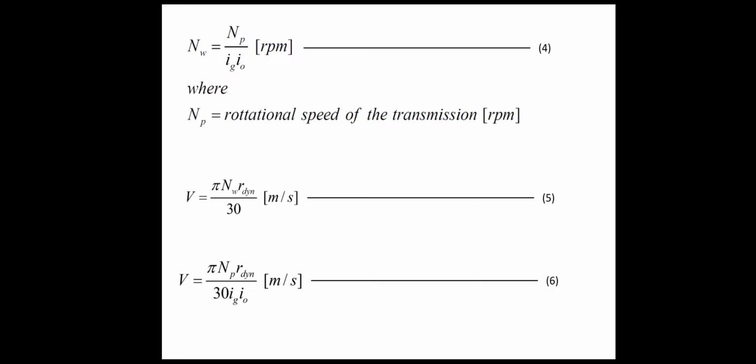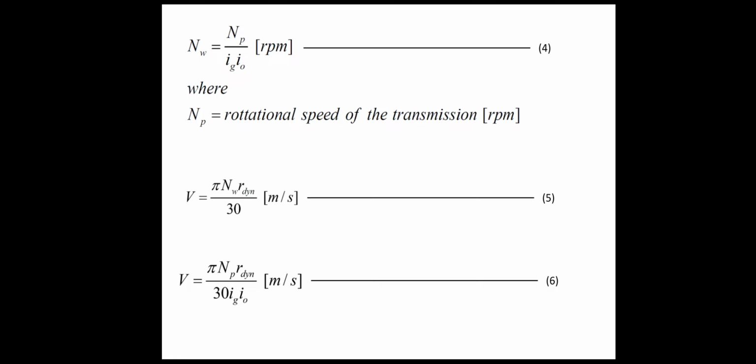The rotating speed of the driven wheels is given by Nw is equal to Np upon Ig into Io, in RPM. What is the Np? The Np means the rotational speed of the transmission, in RPM. So ultimately in all this we have the output for the driven wheels, that is the rotating speed. All of these are in RPM because they are rotating speeds.